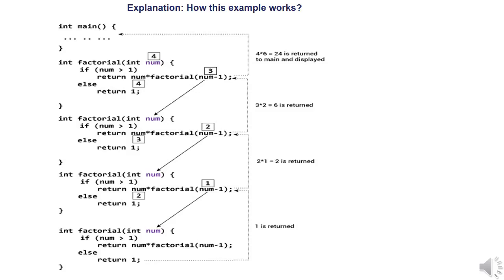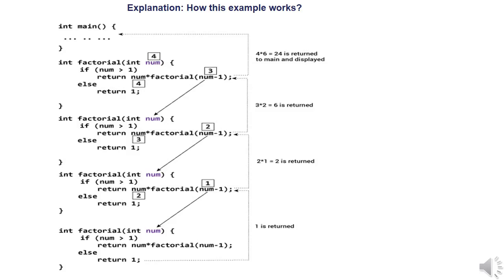Then it will check if that number is greater than 1. Here 4 is greater than 1, it is true. Then it will return 4 into factorial of number minus 1, that is 3. 4 minus 1 is 3. So actually what is happening here is the factorial function is calling itself by passing another value 3. So factorial of 3 will be called. In that case the same function is called again.